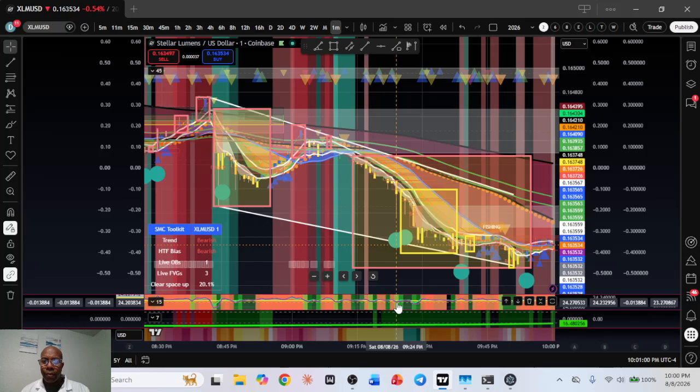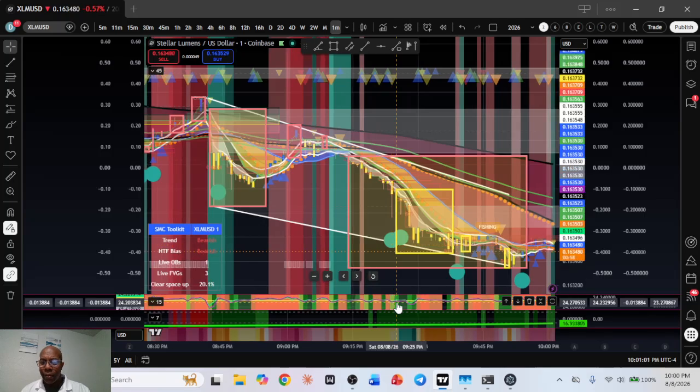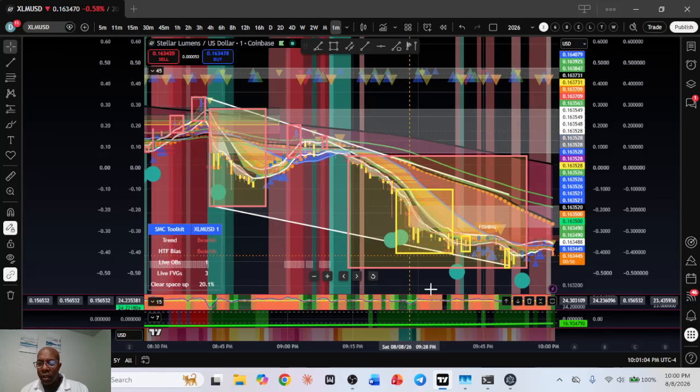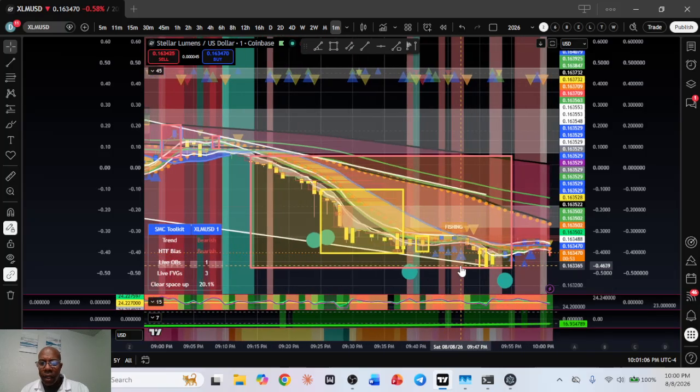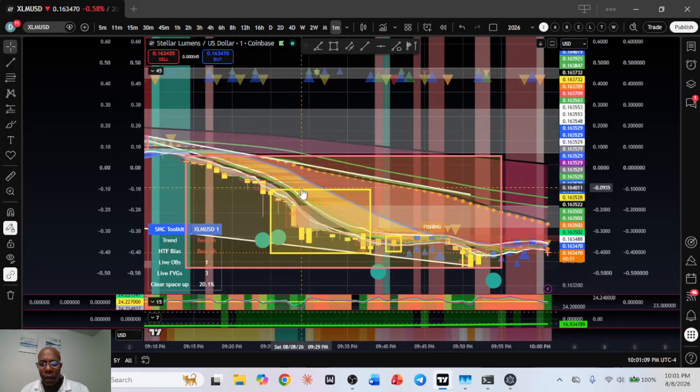Stellar, death cross exhaustion reversal, 13 and 48, on 1 minute.